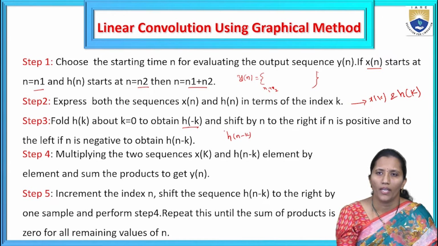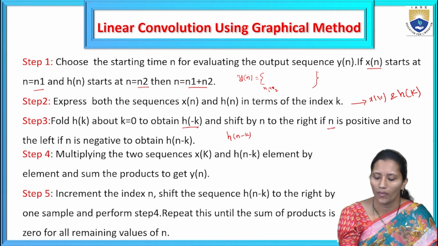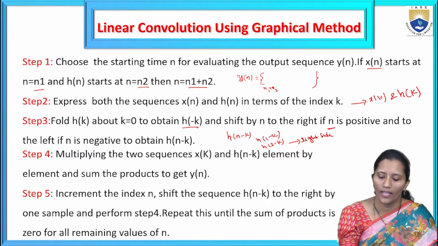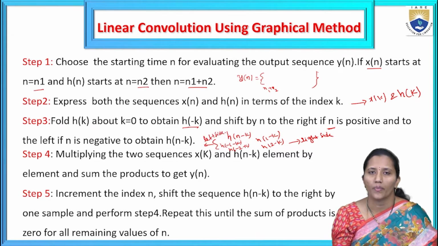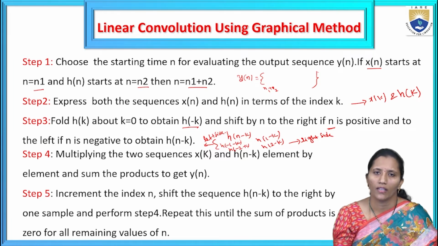if we want to shift it by n to the right, if n is positive, that is h of 1 minus k, 2 minus k. If n is positive, shift the sequence to the right side. If n is negative, that is h of minus 1 minus k, h of minus 2 minus k, shift the sequence to the left side.